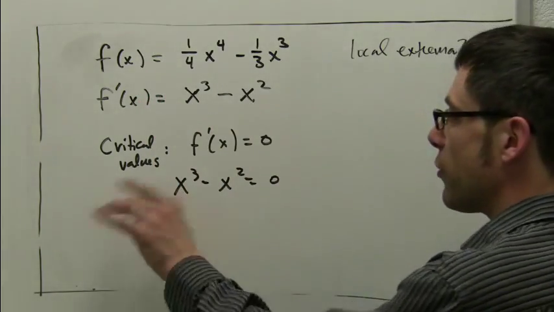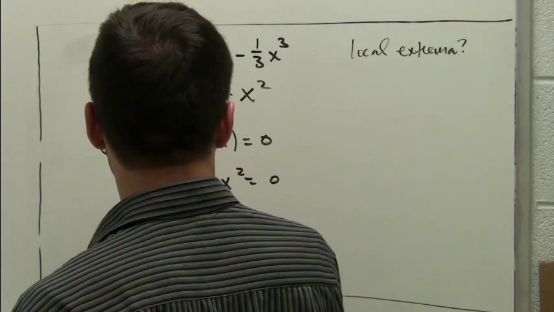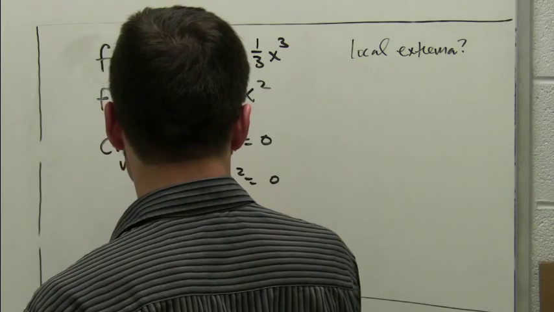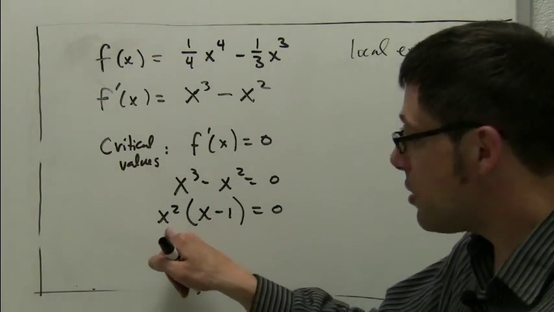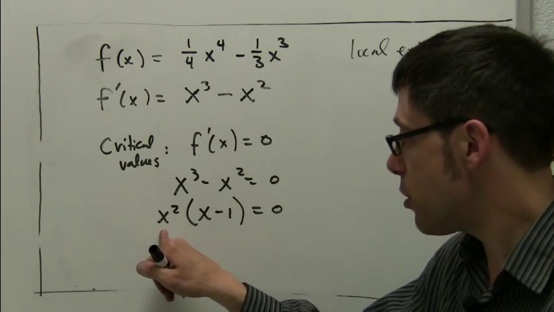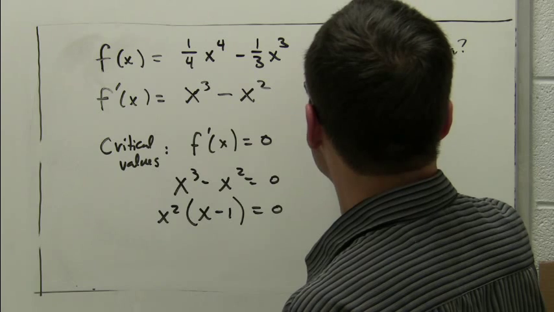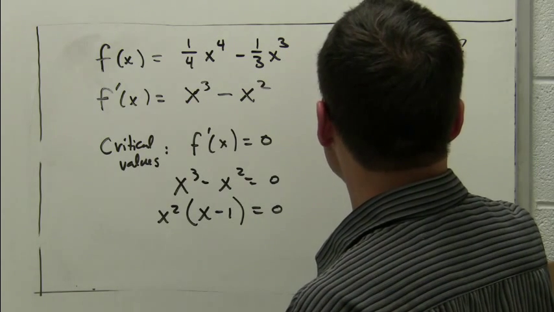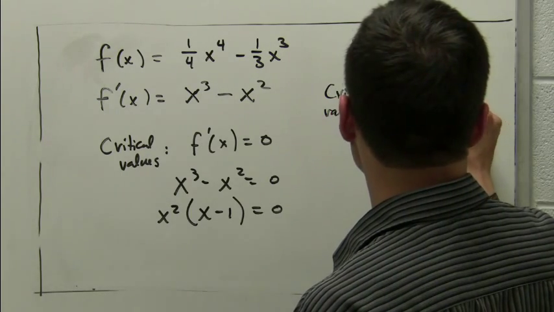I can certainly factor a full x squared out of this. When I do that, x squared comes out, and I get x minus 1 is equal to 0. So the critical values occur at 0, because if x were 0, the whole thing is 0, and at positive 1. The critical values I've found are c1 equals 0 and c2 equals positive 1.